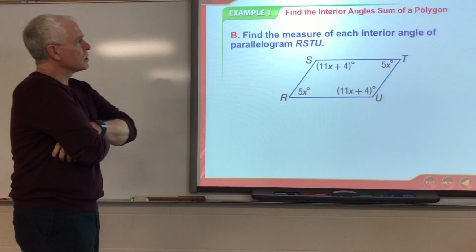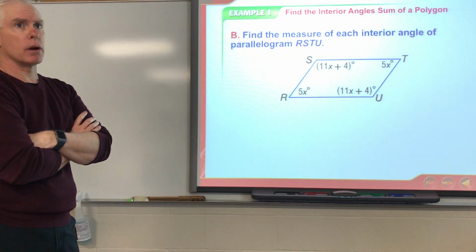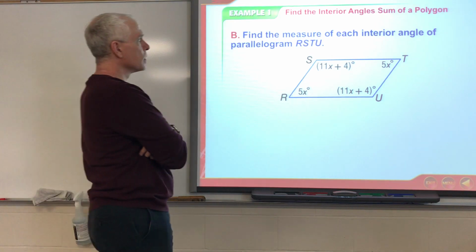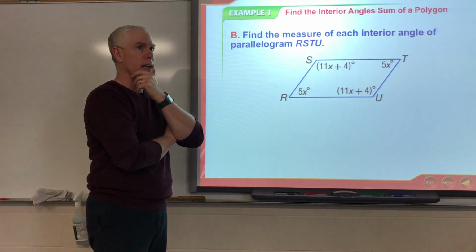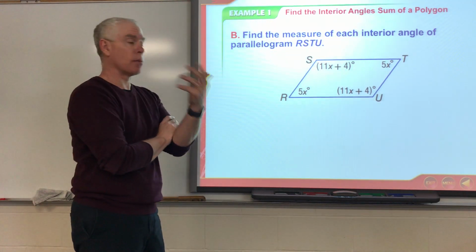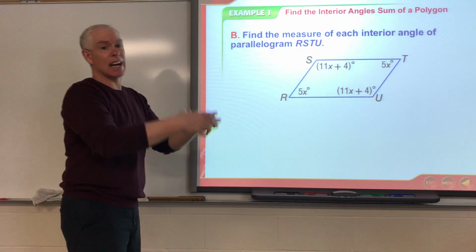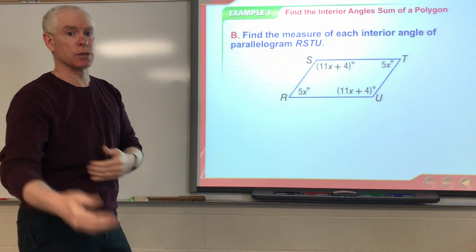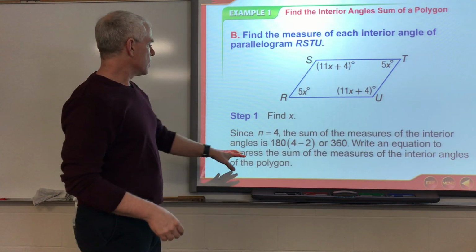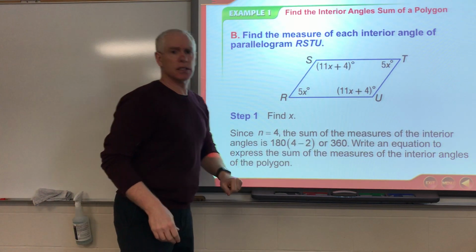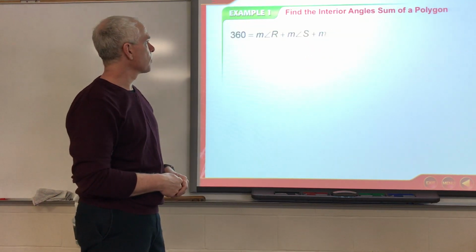Okay, what about this one? Find the measure of each interior angle of a parallelogram. Okay, well, a parallelogram has 4 sides. Based upon our formula, n minus 2 times 180 should give us 360 for the sum of the interior. I have an expression for each of these, so I'm going to need to add all those expressions together, set it equal to 360 degrees. Okay? So this is just reminding us that 360 is the sum of the interior angles of that quadrilateral.